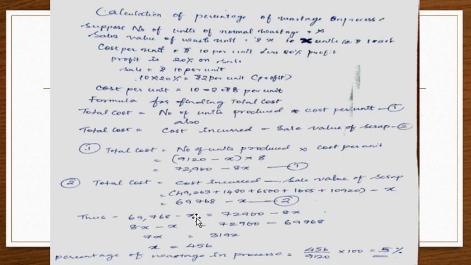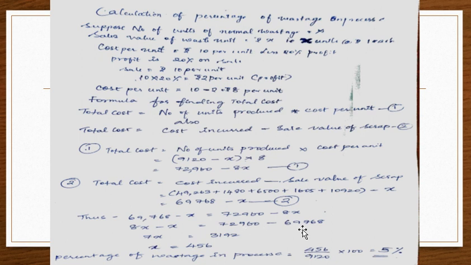Now we will put the equation in an algebraic form. 69,768 minus x is equal to 72,960 minus 8x. Bring all your like terms to one side: x terms on one side and the numerical values on the other side. So 8x is brought here, and 72,960 minus 69,768 on the other side. The continuation of it is 8x minus x, which gives you 7x.